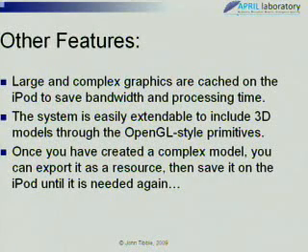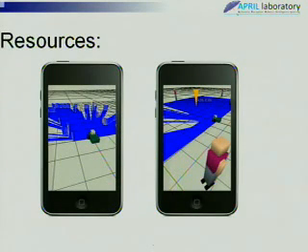Other features. Large and complex graphics are cached on the iPod to save bandwidth and processing time. The system is easily extendable to include 3D models through OpenGL-style primitives. Once you've created a complex model, you can export it as a resource instead of a buffer and save it on the iPod until it's needed again, like the screenshots you saw earlier. On the left, you see our 3D model of our robot with a SICK LiDAR on top, made out of OpenGL primitives, and on the right you see a model of a person, also made out of OpenGL primitives.